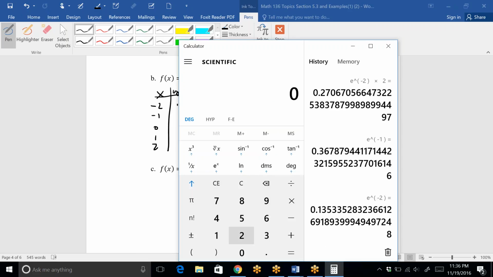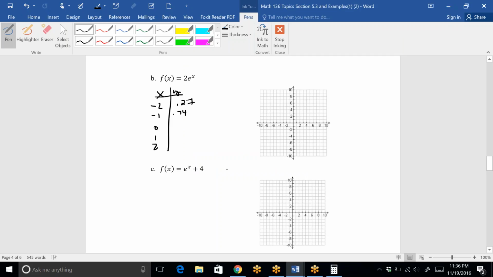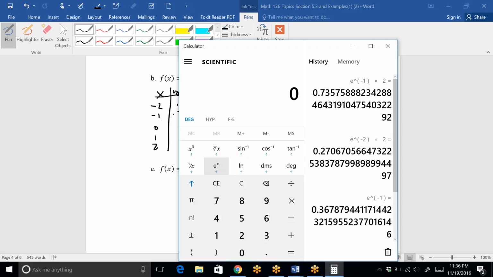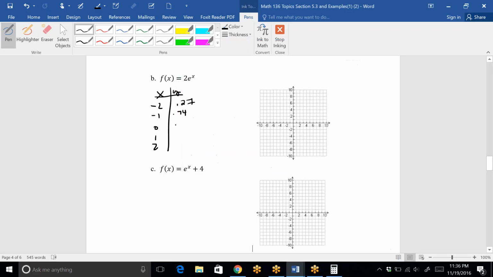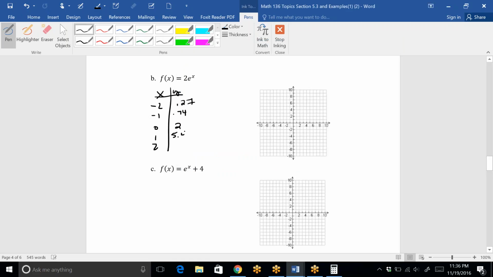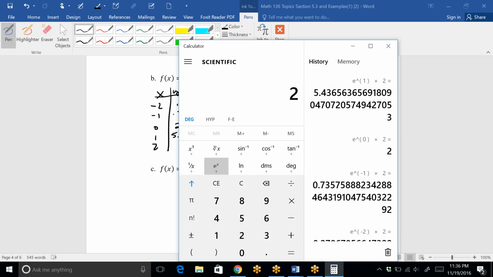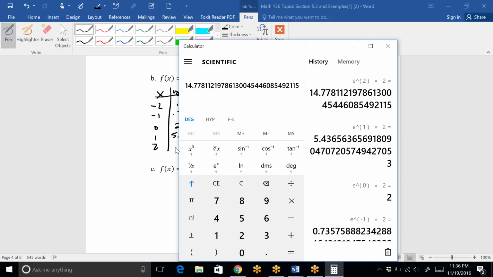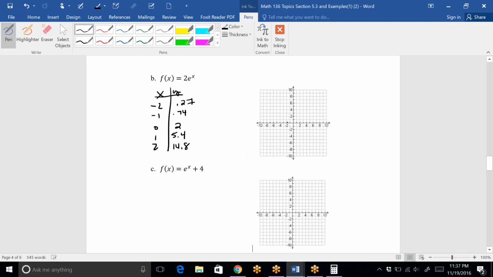And then I would do my exponent as negative 1, e times the 2 out front is 0.74. Then we have a power of 0, which is going to give us a 1, of course. And then we times that by 2, so that would be 2. Power of 1, which is the 2.718, times the 2 out front would be 5.4. And e squared, and then times by 2 out front, would be 14.8, which is off my paper. So negative 2, 0.27, negative 1, 0.74, 0, 2, 1, 5.4. You just notice that this one gets steeper faster. Not much, but enough to say, okay, it was stretched.